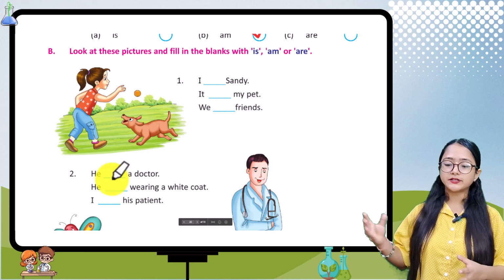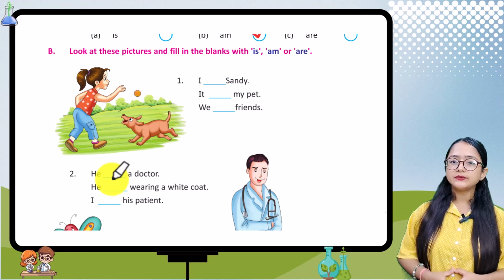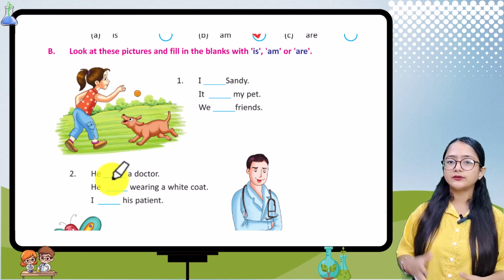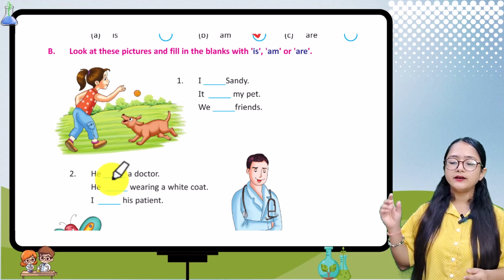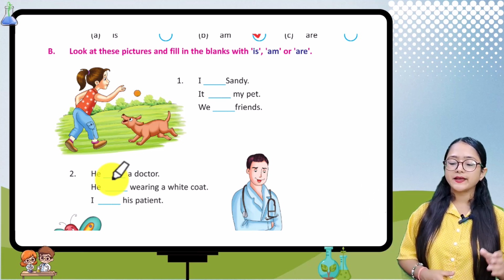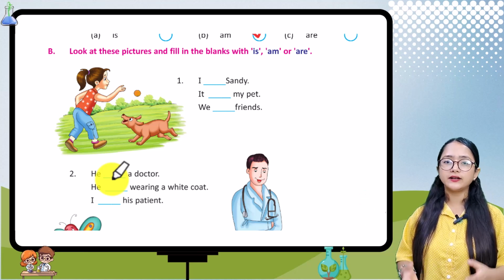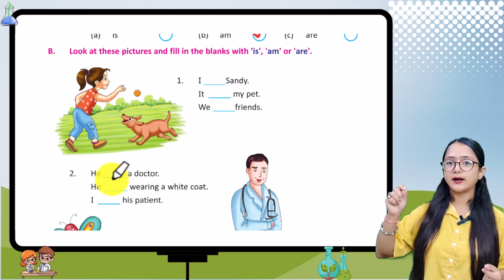Now the next question is, look at these pictures and fill in the blanks with is, am or are. I'm going to tell you the first one as an example. I dash Sandy. With I you are going to use am. I am Sandy. It is my pet. With it you are going to use is. We are friends. With we you are going to use are. Like this you have to fill the blanks correctly by using is, am, are.